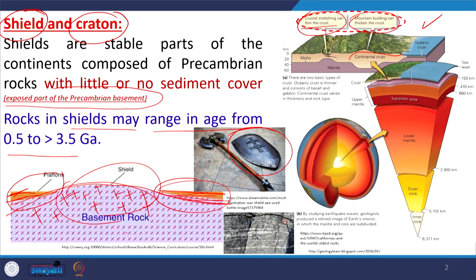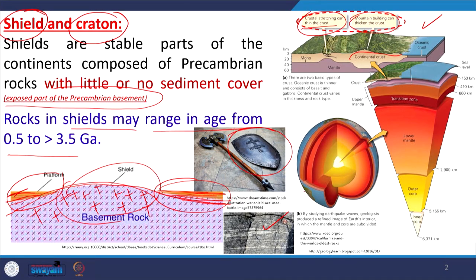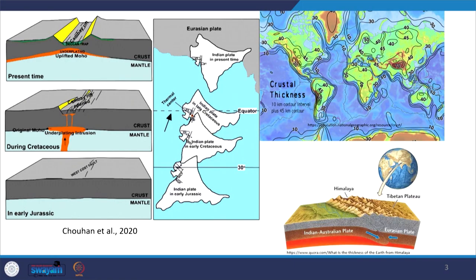At the rift basins, at the rifting regions, a very thin crust exists, and at the mountain regions, that is the collisional mountain regions, the crustal thickness is more. And if you see this field photograph, it is mostly composed of granitic gneiss and migmatites, which is characteristic of a shield area. Now, the same thing is expressed in this diagram.